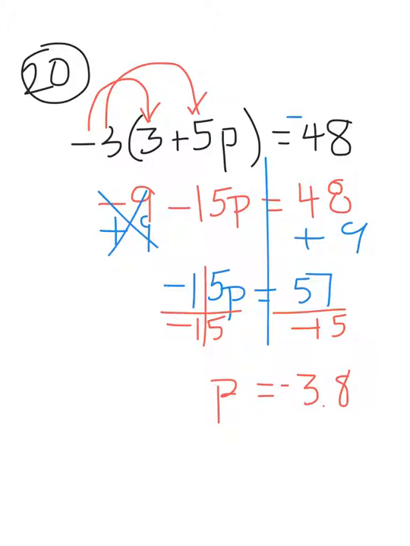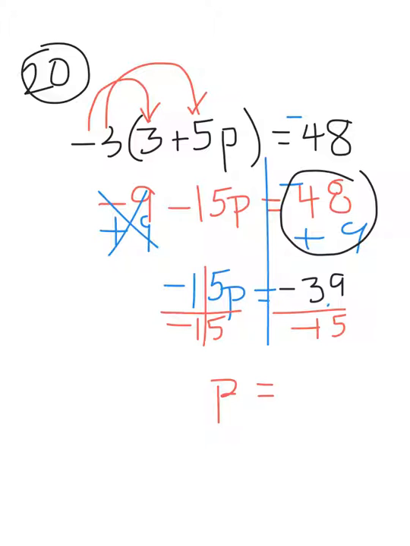This should be a negative 48. So if this is a negative 48 right here, then negative 48 plus 9 would be a negative 39. And then divide that by 15. So negative 39 divided by negative 15 is actually a positive. So let's get rid of this. Positive 2.6. So P equals 2.6.